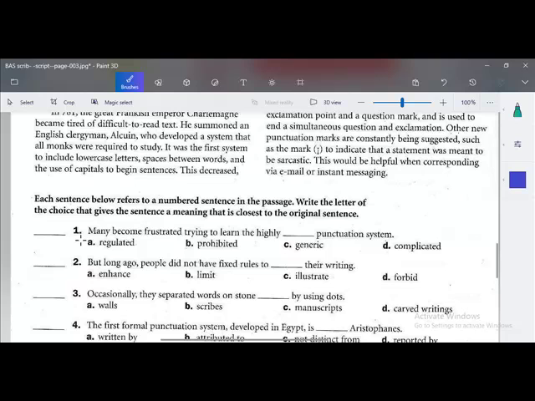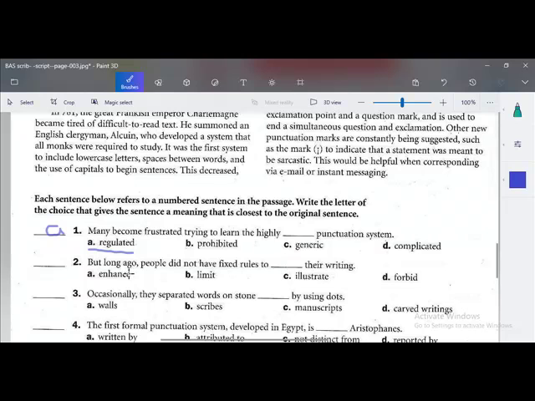For question 1, many become frustrated trying to learn the highly prescribed punctuation system. The word prescribed means what? Regulated, prohibited, generic, or complicated. Alright, we have studied prescribed, that means recommendation, regulation, okay? So, it's what? Rules. So we're talking about regulated, okay? So number 1, A. Let's check number 2.